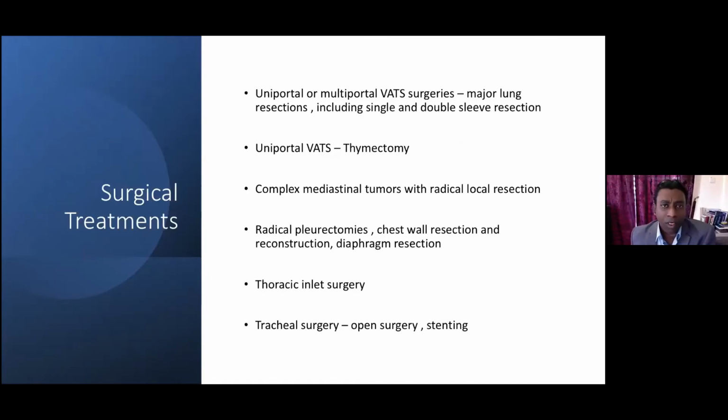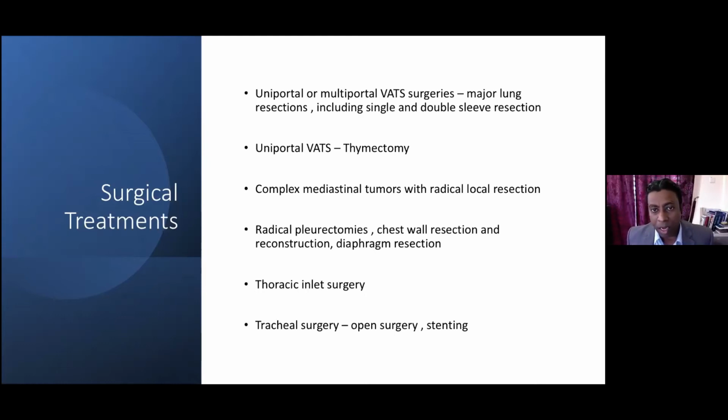Now, for the surgical treatment, there are various treatment modalities that we offer. It can be in the form of VATS, uniportal, multiportal, and even open surgeries for major lung resection. We also offer single and double sleeve resection. These are all uncharted territories which over the years, the surgeons have become more comfortable and more familiar with the anatomy, and we have moved to providing this form of treatment. And we are getting good midterm results with this, even in Asian and Western data.